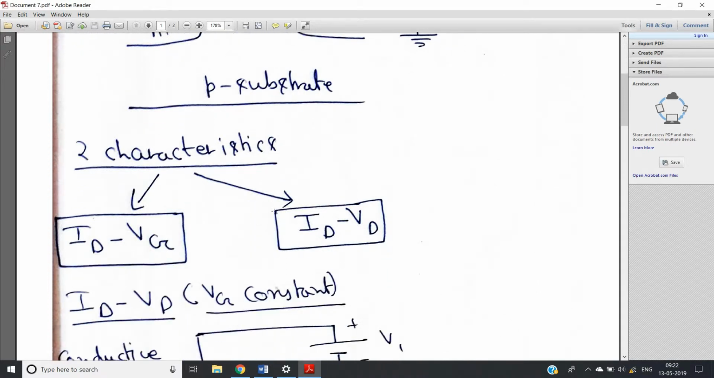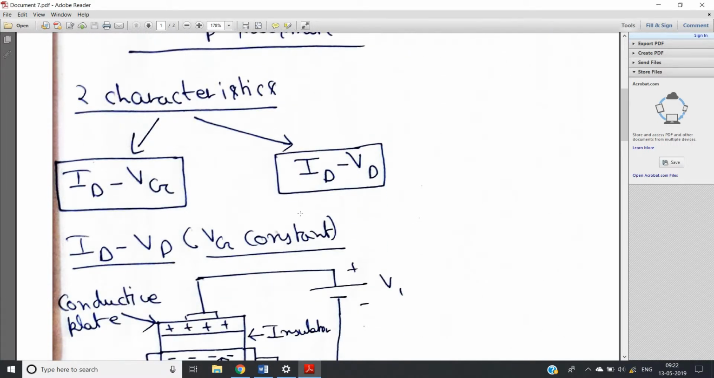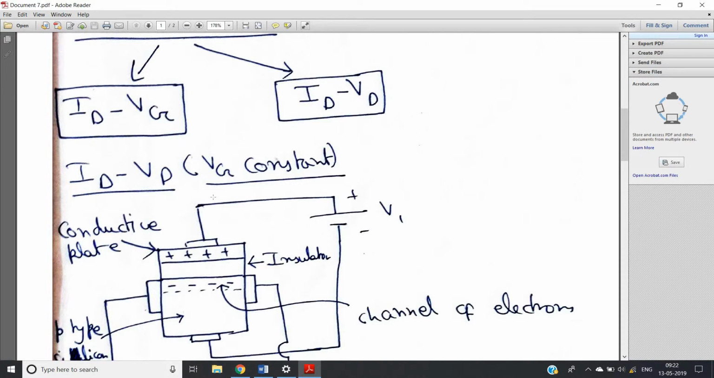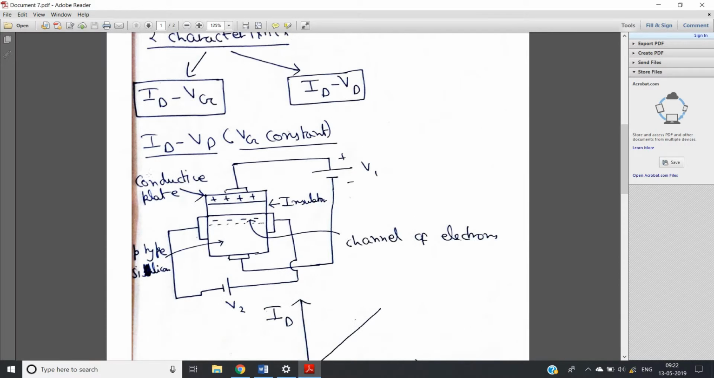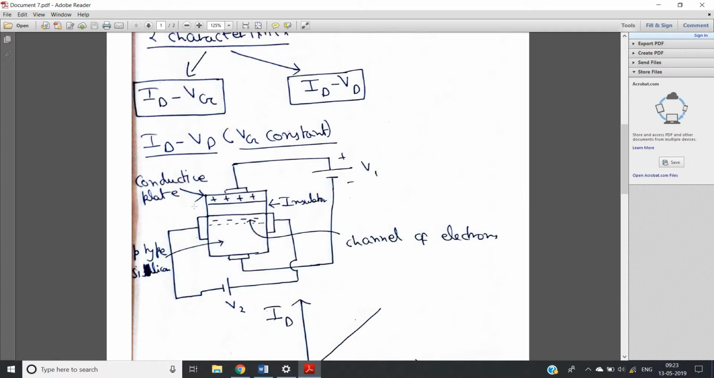Now let us try the ID versus Vd graph, which is comparatively easier. That is the drain current versus applied drain potential, keeping the gate potential constant. Let us try to understand how the graph will look. So ID versus Vd, keeping Vg constant. Consider the hypothetical semiconductor device which I encountered when discussing the basic device operation of the MOSFET. Just have a quick recap.